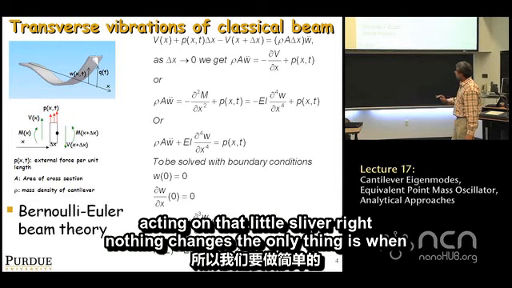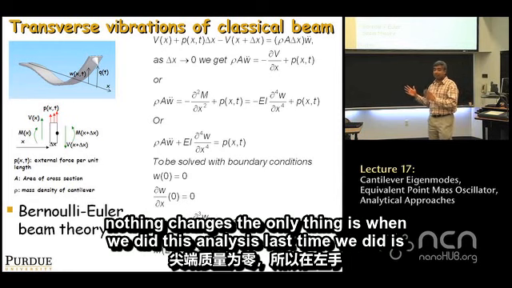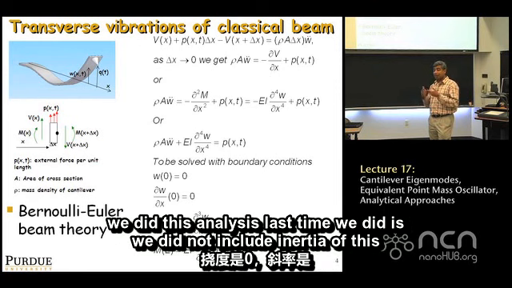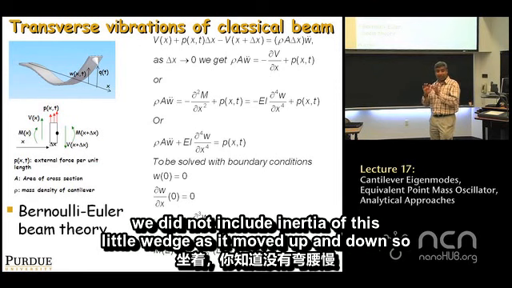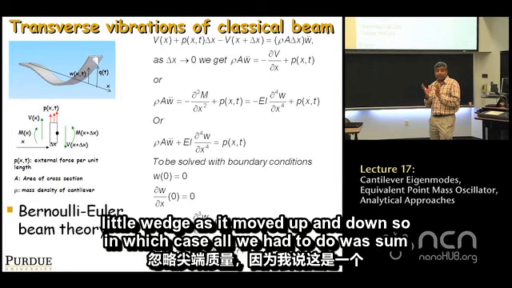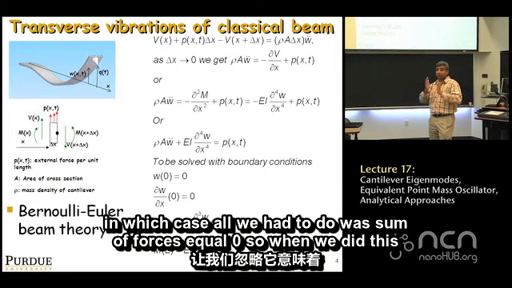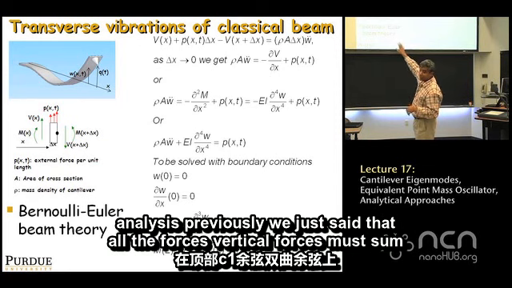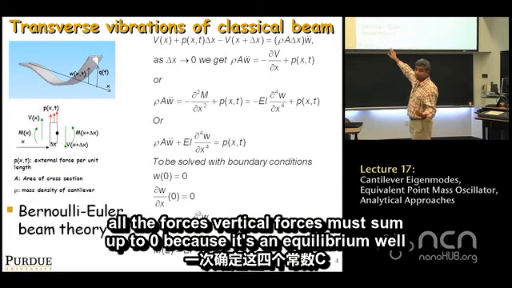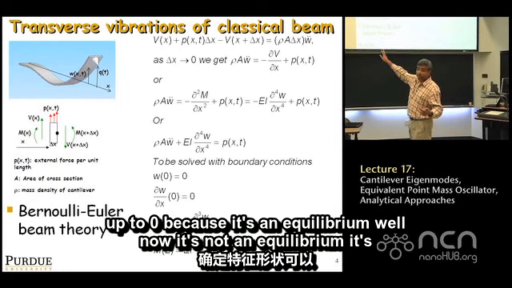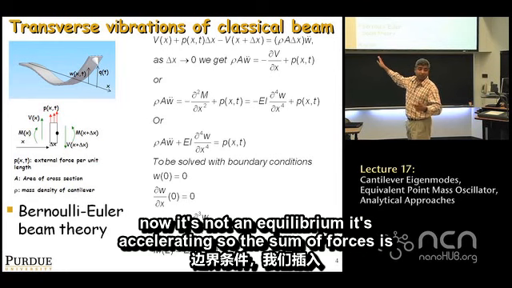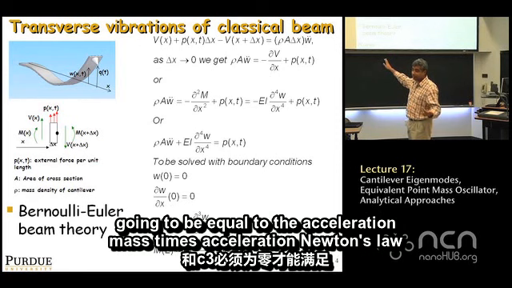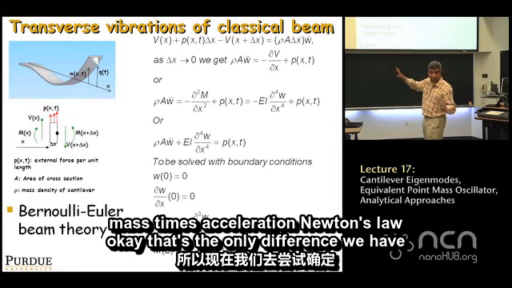Nothing changes. The only thing is, when we did this analysis last time, we did not include the inertia of this little wedge as it moved up and down. So in which case, all we had to do was sum of forces equals 0. So when we did this analysis previously, we just said that all the vertical forces must sum up to 0 because it's in equilibrium. Well, now, it's not in equilibrium, it's accelerating. So the sum of forces is going to be equal to mass times acceleration, Newton's law, okay? That's the only difference we have to make.